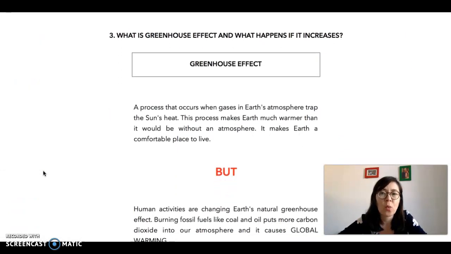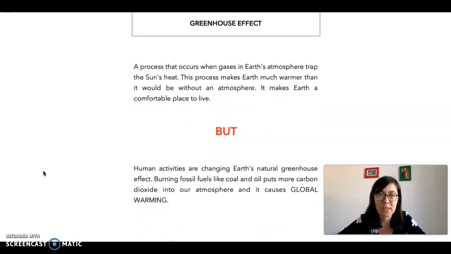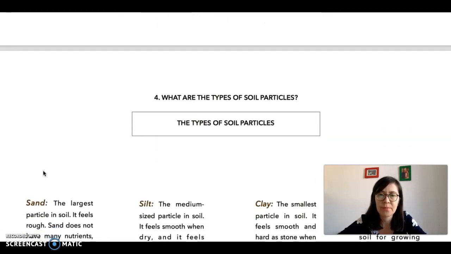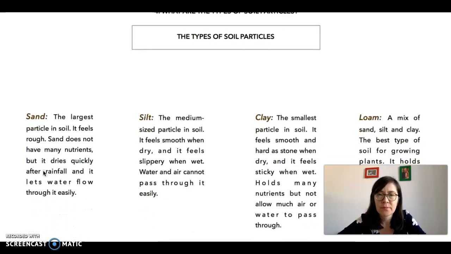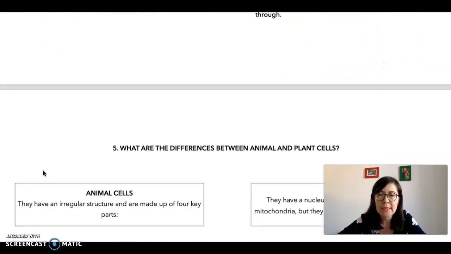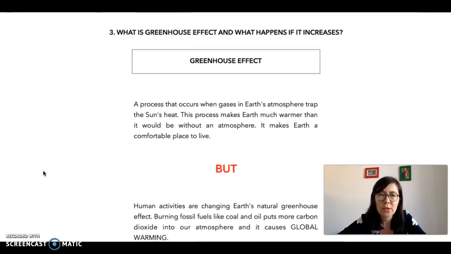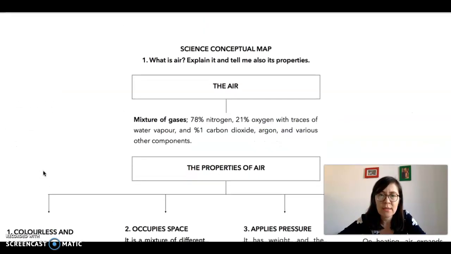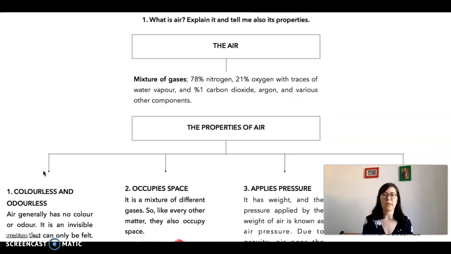Number 3. What is greenhouse effect and what happens if it increases? It's dangerous if you remember. What are the types of soil particles? And then what are the differences between animal and plant cells? 1, 2, 3. Shall we get started, guys? Yes. Number 1. What is air?